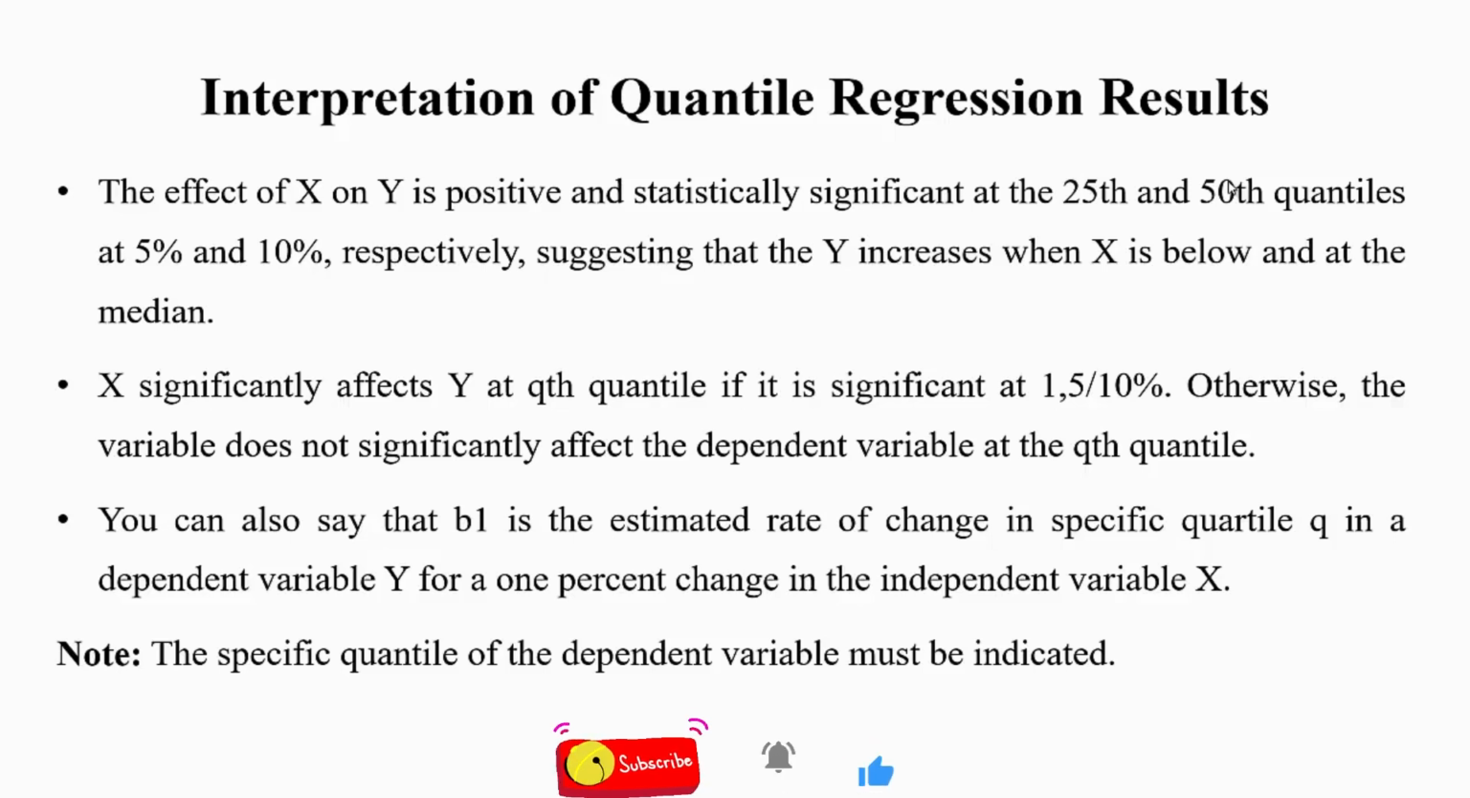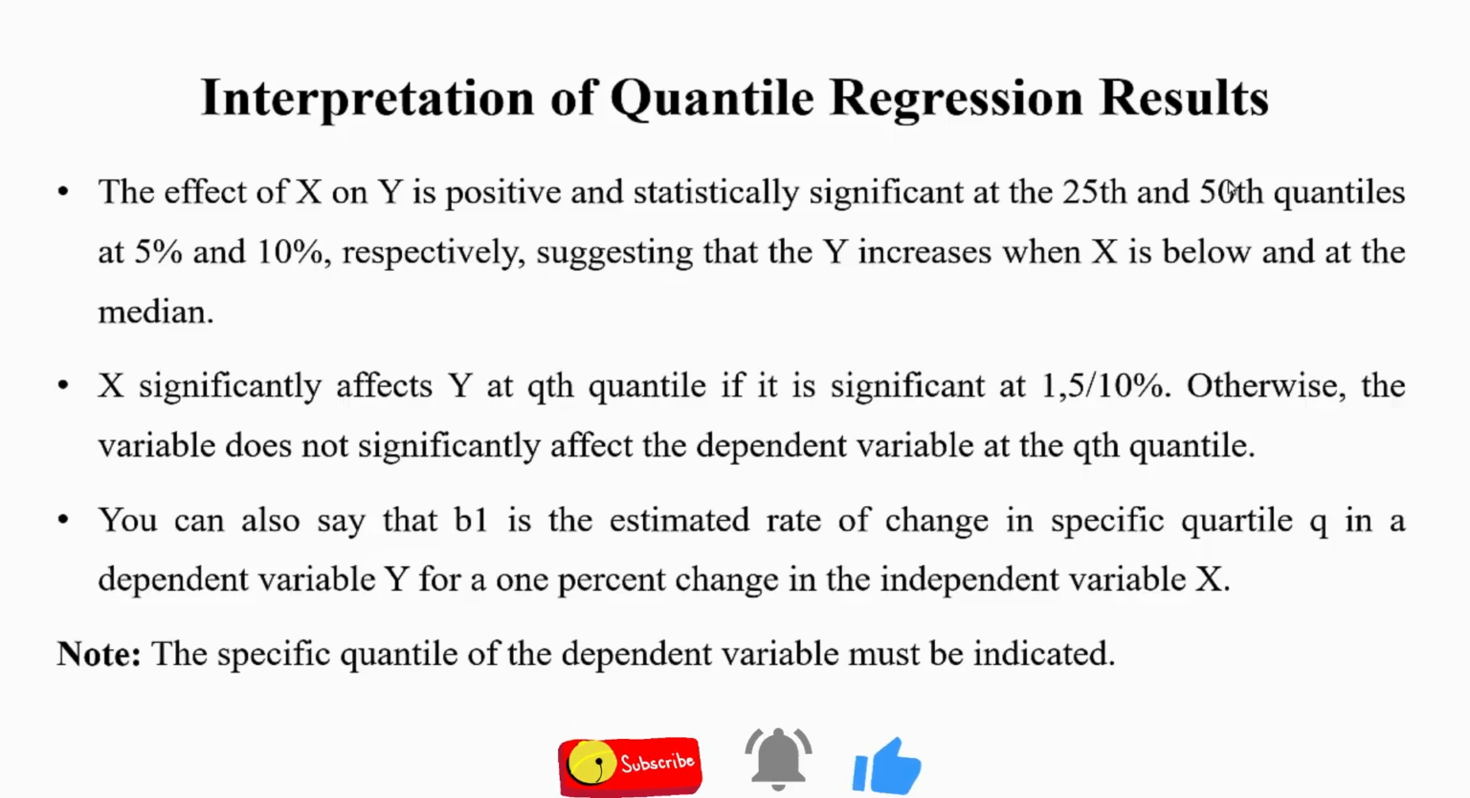But if the relationship is not significant at 1%, 5%, or 10%, then you say that though it is positive, it is not statistically significant at the 25th and 50th quantiles, at the 5% or 10% level.